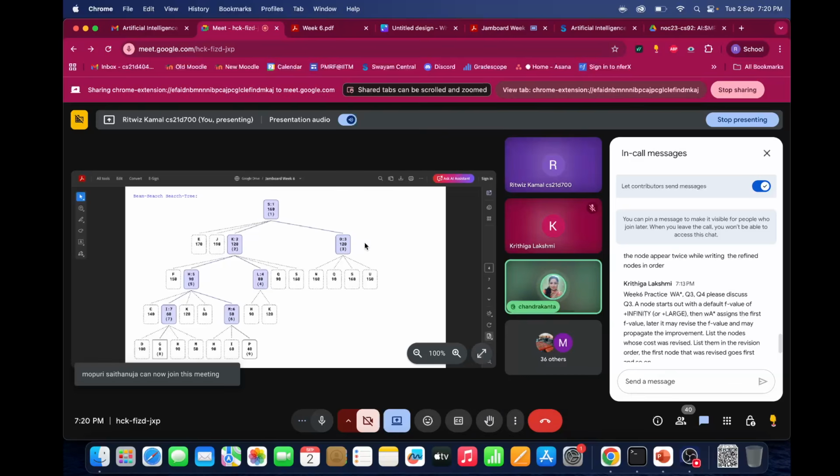Beam width is 2, which means we have to choose the best two nodes. Yes, exactly. At each level, you have to choose two best nodes. If the beam width is 3, then we have to choose the best 3, isn't it? Yes, exactly. And so it can be a question with beam width 1 also.